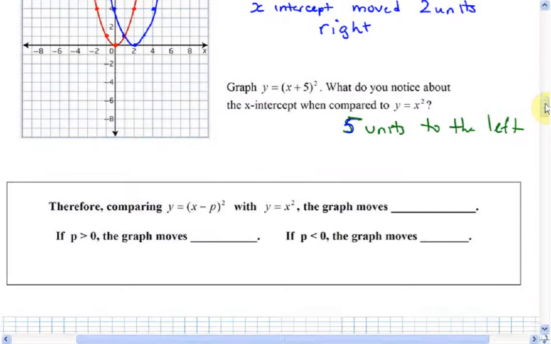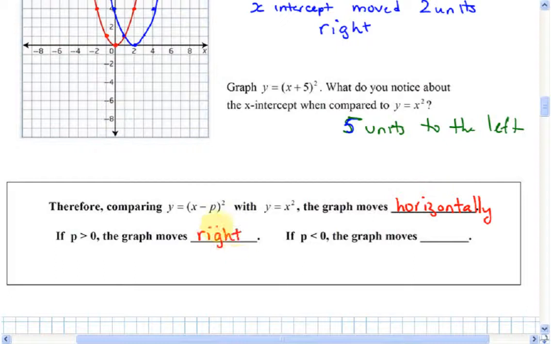Okay. How would you complete the blanks here? It says, therefore, comparing y equals x minus p all squared to y equals x squared, the graph moves which way? Horizontally. Good. Okay, and this next part, please think before you answer. If the p value is greater than 0, the graph moves which way? Good. If the p value is less than 0, the graph moves to the left.